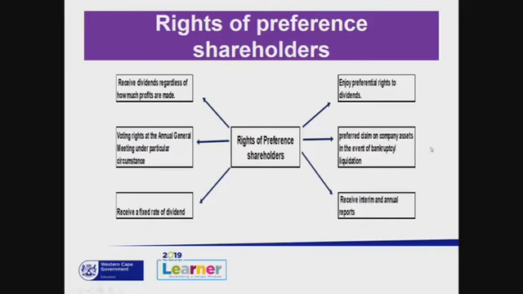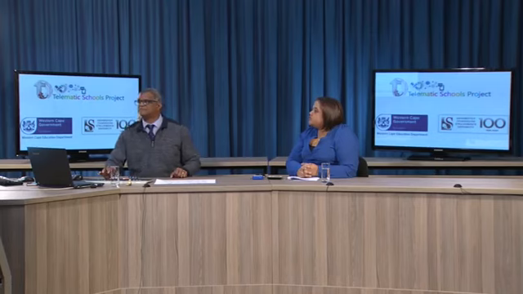They've got a preferred claim on the company's assets in the event of bankruptcy. And they do receive interim and annual reports. Does that mean that ordinary shareholders don't receive it? If they go to the AGM, I'm sure they will get those reports. But special effort is made to make sure that your preferential shareholders get their interim and annual reports.